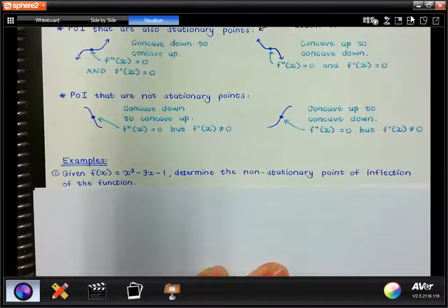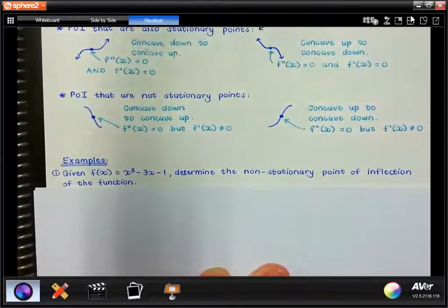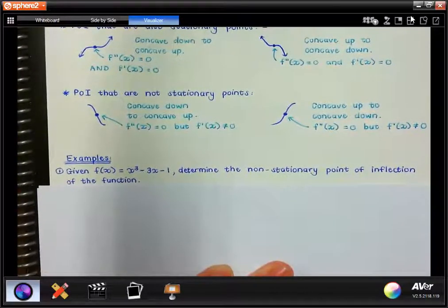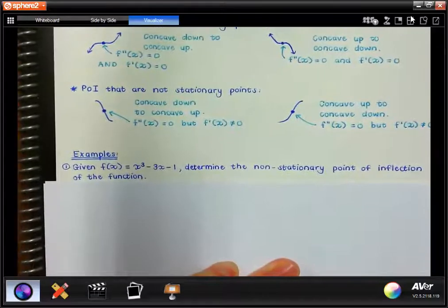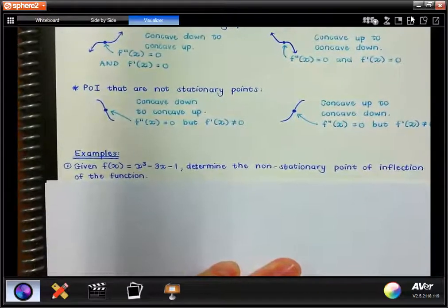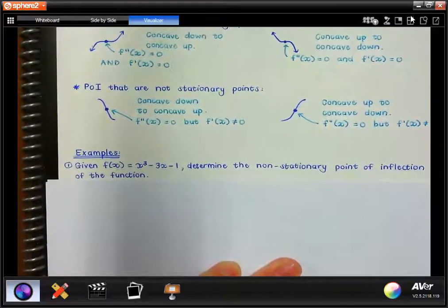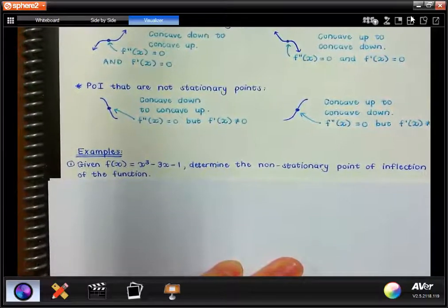Now guys, if the word non-stationary wasn't there, I think you all would have been perfectly fine, okay? Given f of x is that, determine the point of inflection of the function. What would you do? Point of inflection, okay? Second derivative equal to 0. You have f of x, you're going to have to find the first derivative and then the second derivative.